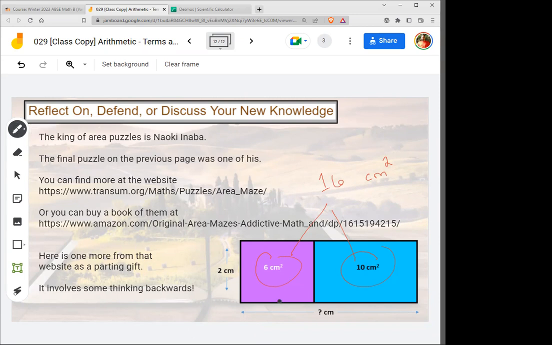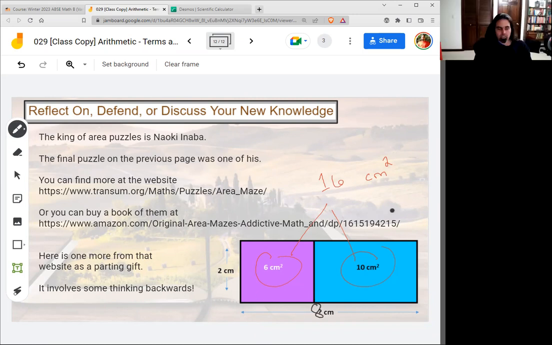Is it 8? It is 8. 2 times 8 is 16. The fact I have 2 colors and stuff doesn't matter. I'm just saying, what is a rectangle where the 2 edges multiplied to 16? One edge is 2. What's the other one?